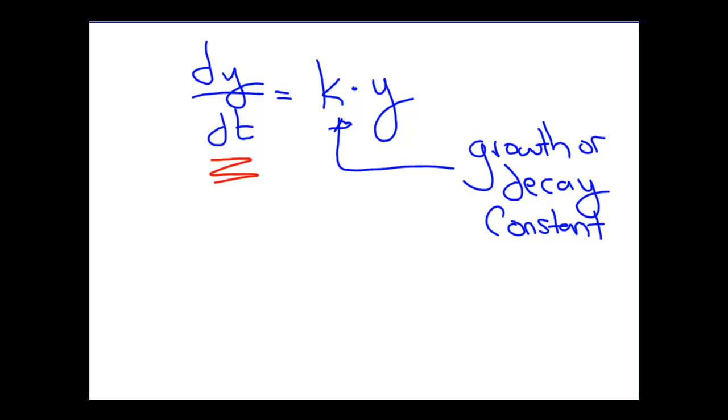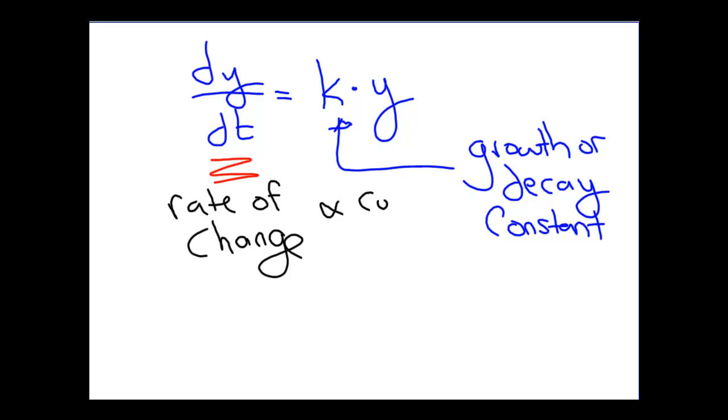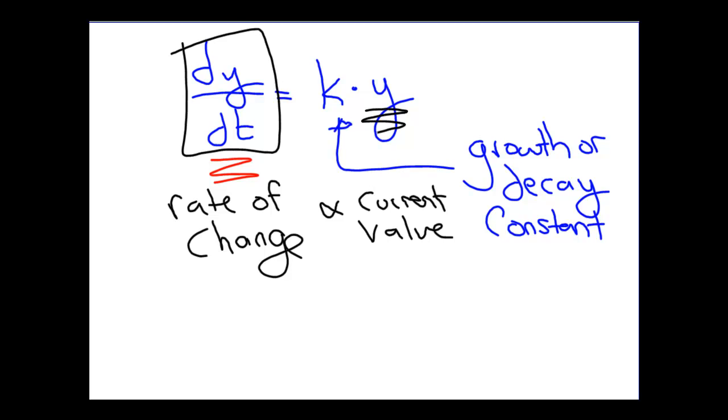But a good way of interpreting this particular differential equation is that it simply says that the rate of change is proportional to the current value. The rate of change is proportional to the current value. It depends on how much we already have. So the more you have, the greater the change. This is a good way of thinking about what this differential equation says. The more you have, the larger the change.